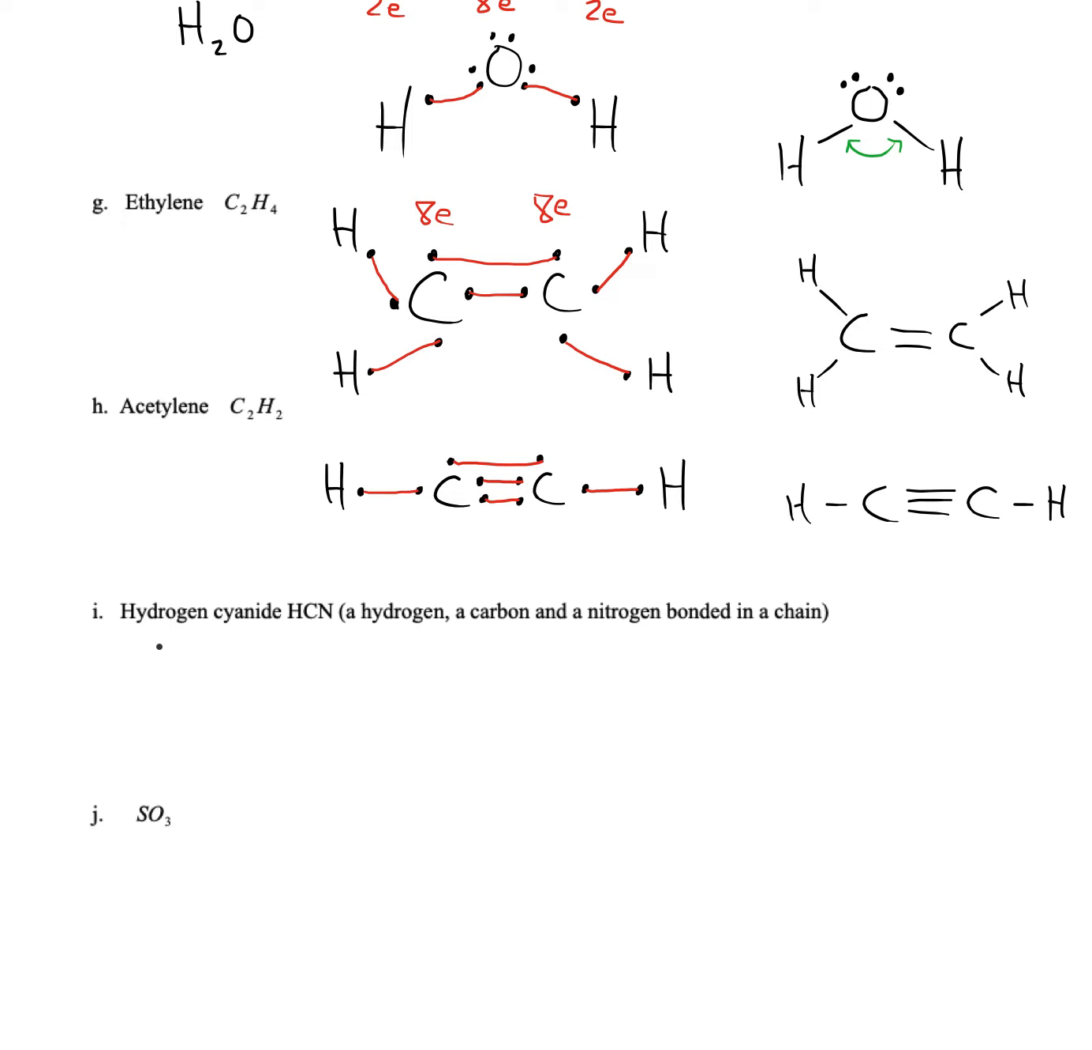Let's try hydrogen cyanide, HCN. That's a hydrogen, a carbon, and a nitrogen bonded together in a chain. Now the carbon is the most likely candidate for being in the middle. Carbons often are. So let's see, carbon's going to have 4 valence electrons, hydrogen supplies 1, and nitrogen supplies 5.